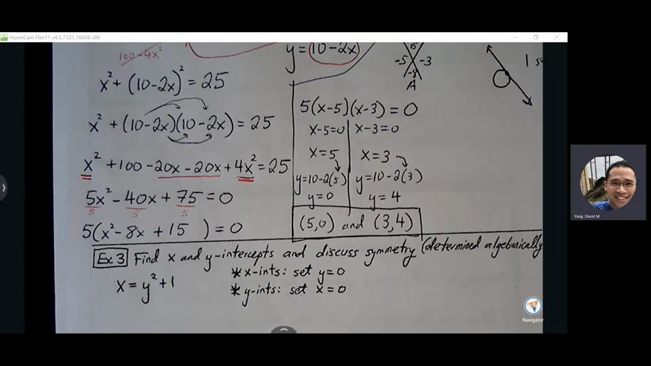Okay, so example 3 is reviewing or practicing the concept we learned on the first page. So see if you can try this on your own. Find the x and y intercepts. The way we find the x-intercept, go ahead and replace your y with 0 and solve for x. To find your y-intercept, replace your x with 0 and solve for y.